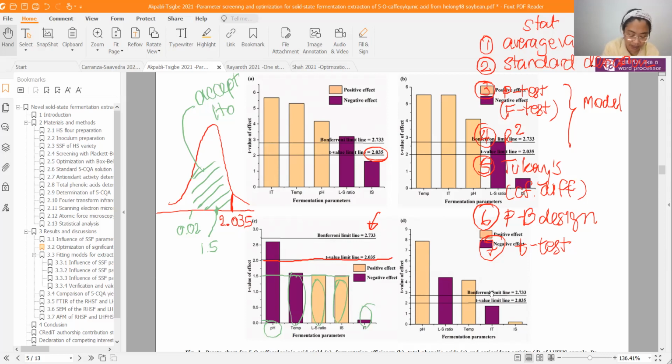It's about 2.6. So it is somewhere here, about 2.6 here. So it belongs to the part where you reject H naught. So that means that changing the values of this makes things different. So this is how it is and how statistics comes into play.